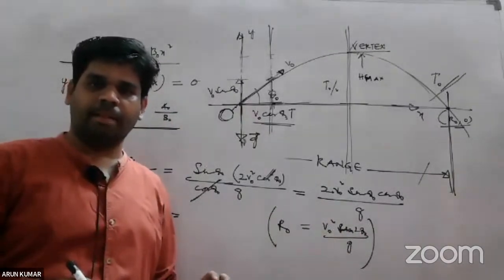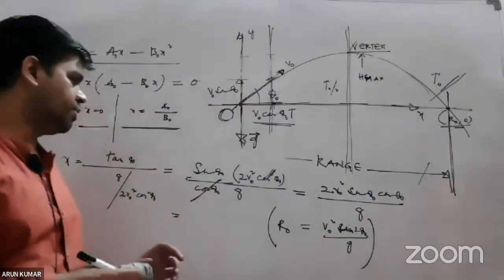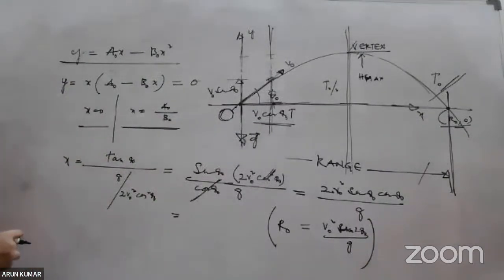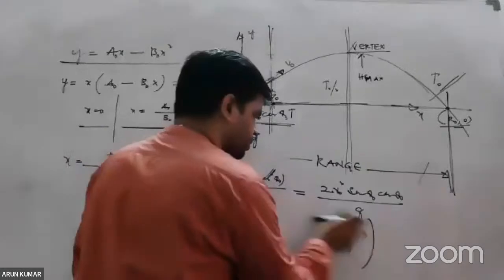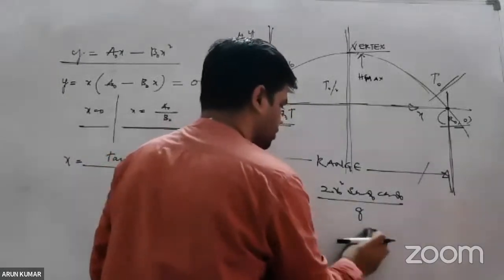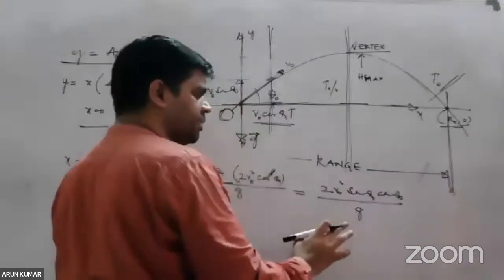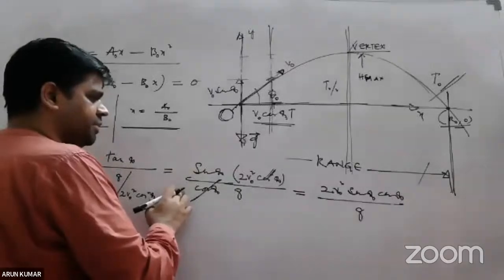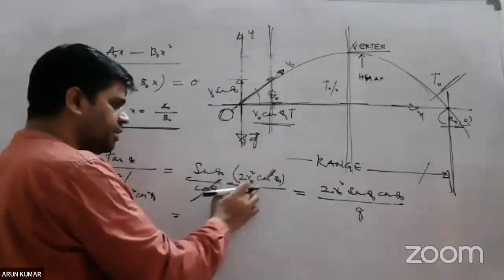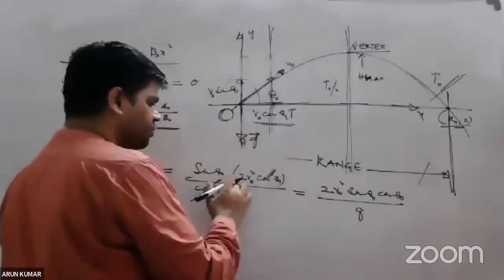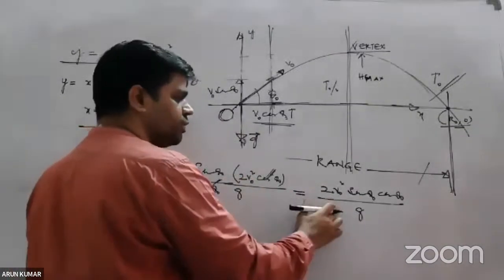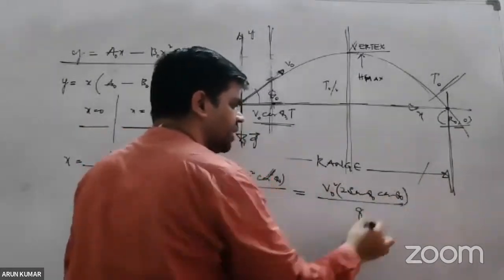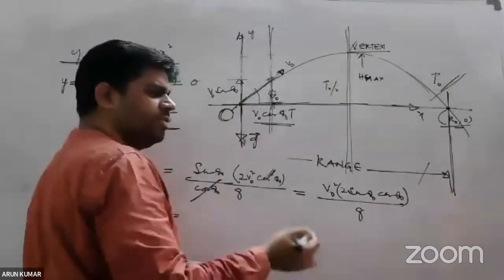See, I've got 2 V naught square sin theta cos theta. Sin theta by cos theta is tan theta, one cos theta cancelled and one cos theta remains, so I wrote sin theta into cos theta. 2 V naught square as it is, G as it is. So 2 V naught square sin theta cos theta by G. And 2 sin theta cos theta is nothing but sin 2 theta. That's a formula in trigonometry.